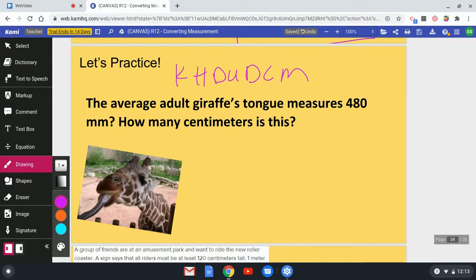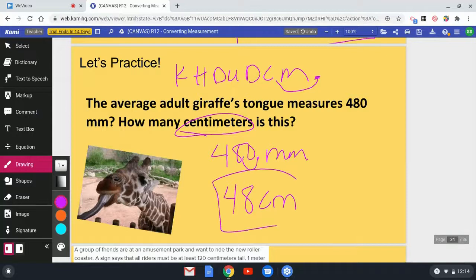All right, we have 480 millimeters, so we're right here. How many centimeters is this? So I have to go to the left one. So our answer would be 48 centimeters. 2 more.